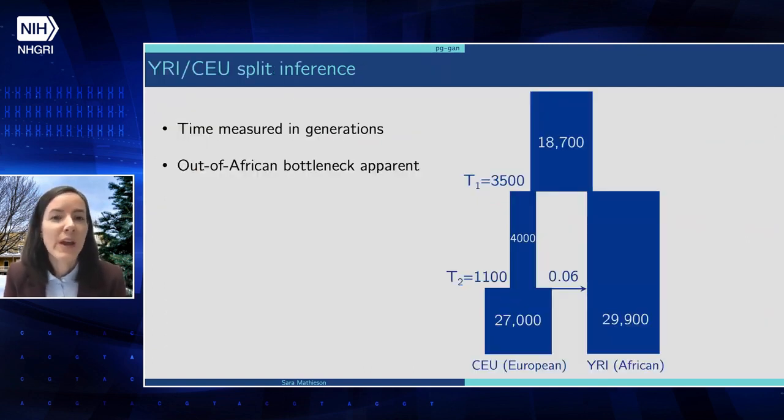And then we were also able to fit this model and just look at the parameters as another sort of sanity check that we were getting reasonable results. And we do see the out of Africa bottleneck and re-expansion here in CEU, as well as some migration post-split. So this was encouraging that this was broadly in line with the existing literature.